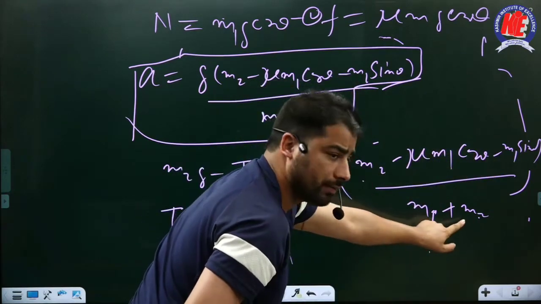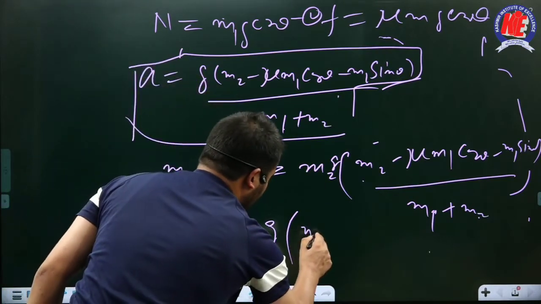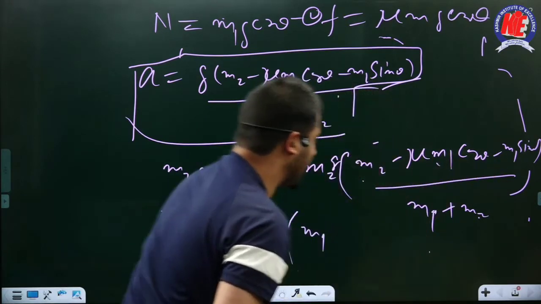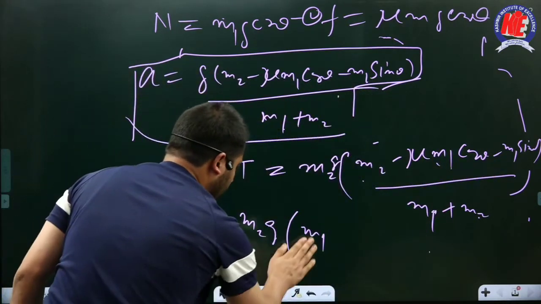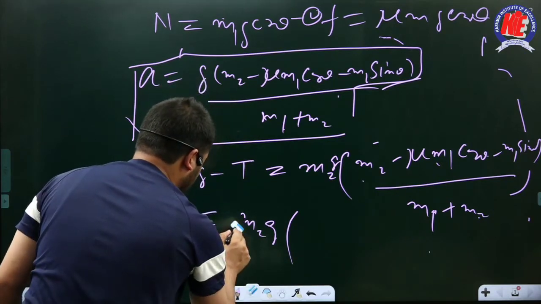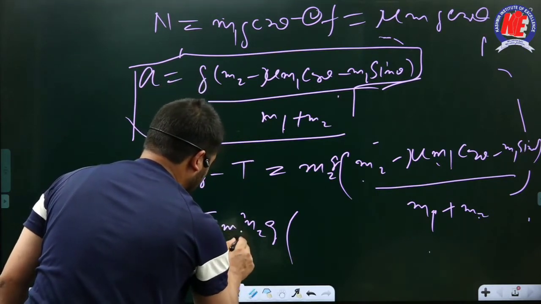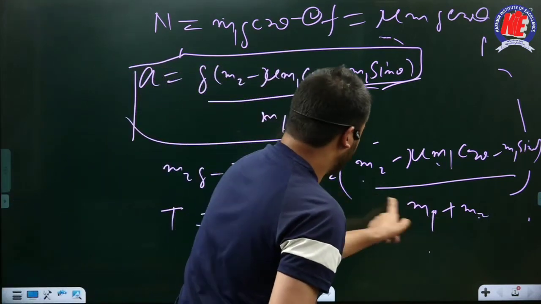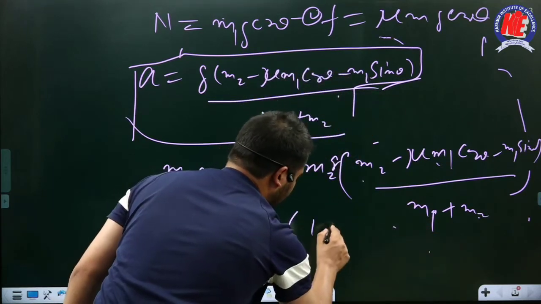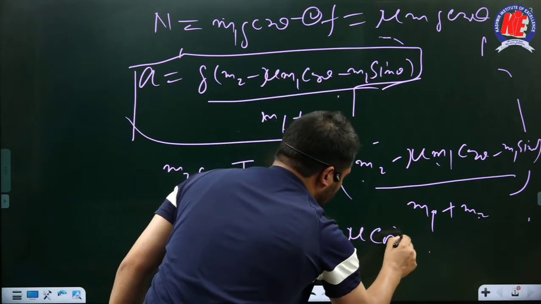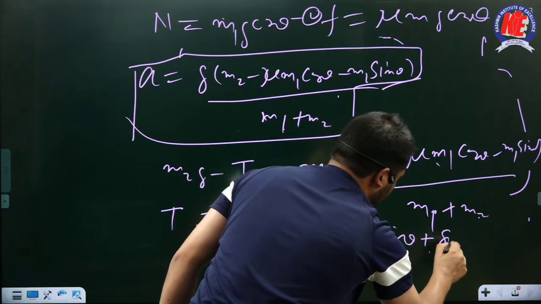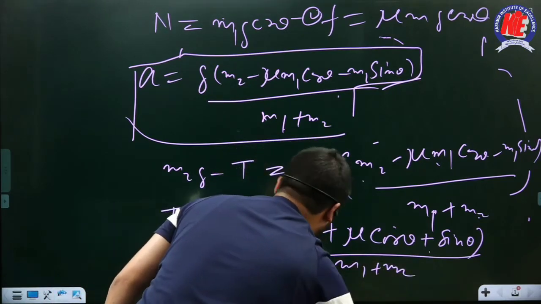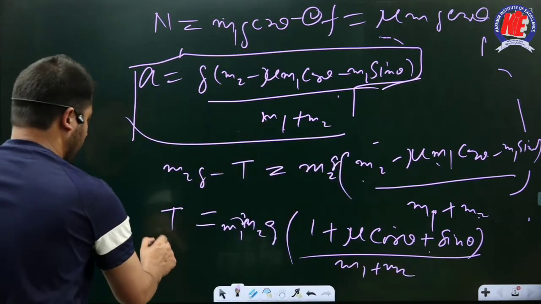Now m2 will cancel with m2, I will simply be left with m1. But this m1 is here, m1 is here, m1 is here, I can just make it common here, m1, and it is m2 here. Now what am I left with? m2 goes with m2, it will be simply 1 plus mu cos theta plus sin theta upon m1 plus m2. Now this is the fourth unknown for me here.